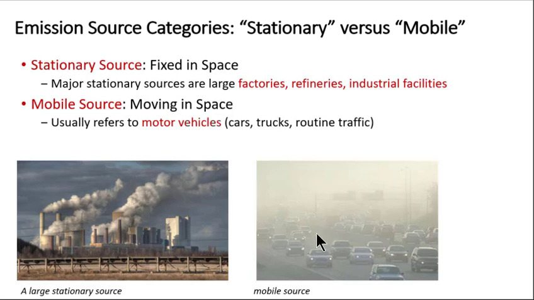Mobile sources are those moving in space, which generally refer to traffic-related sources such as cars, trucks, trains, buses, etc. The graphic on the right shows this.